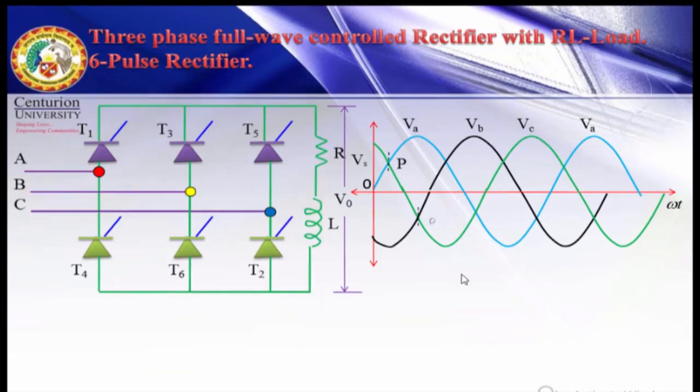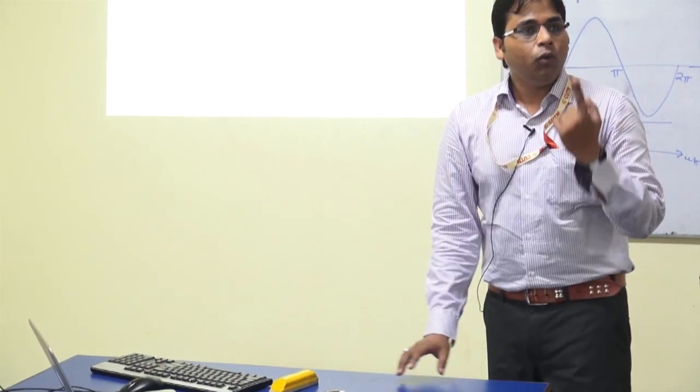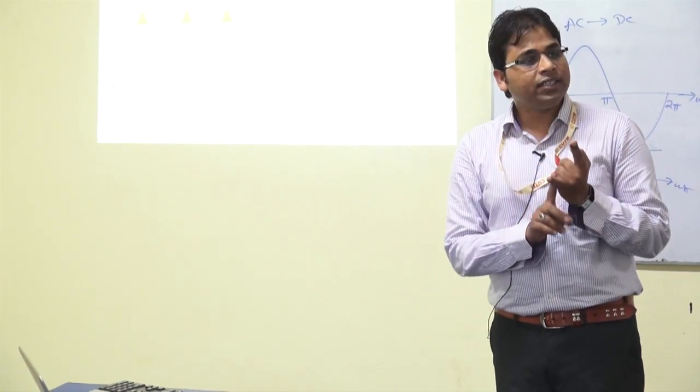Next, at point Q, you can see this point, A is more positive than other phases. Phase A at this point, near about here, is more positive than other phases and C is more negative than other phases. In negative we have 2, B and C, but in positive we have only 1 phase. C is more negative than phase B. So which 2 will conduct? From phase A, 1 thyristor will conduct, and from phase C, 1 thyristor will conduct.